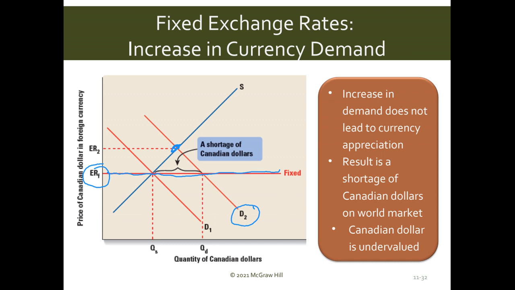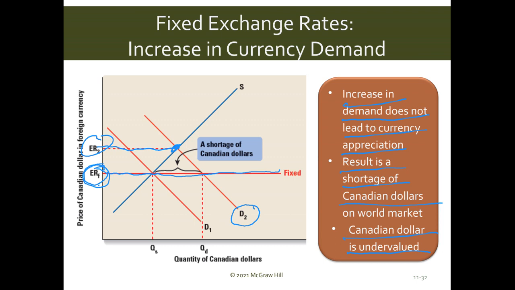Increase in demand does not lead to currency appreciation. So the Bank of Canada will not allow the Canadian dollar to appreciate. A result is a shortage of Canadian dollars. And I'll discuss, the Canadian dollar is undervalued. So right now, the open market suggests that the exchange rate should be ER2. But the Bank of Canada is keeping the exchange rate as this. It means your current exchange rate is undervalued. Okay, it should have been higher, and you just kept this at F, fixed exchange rate.